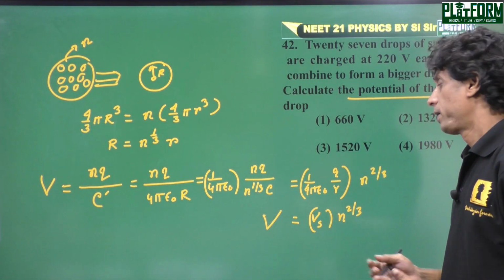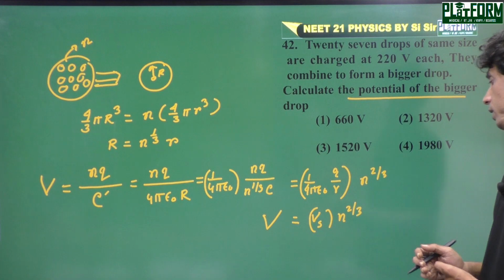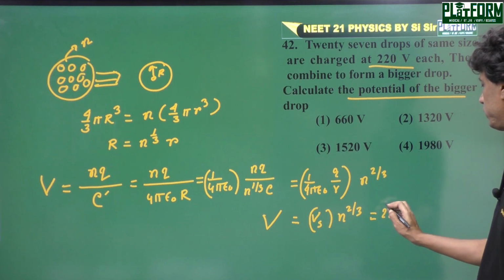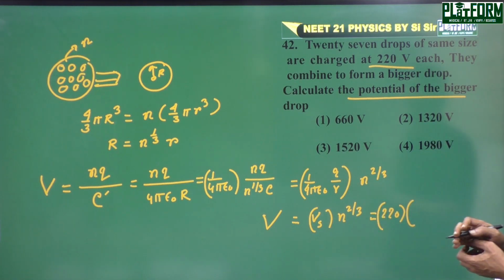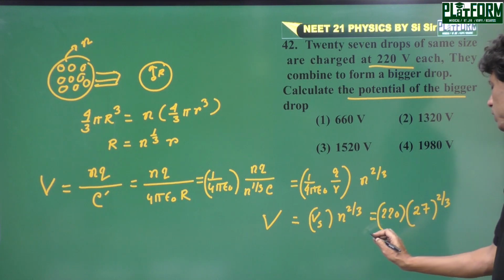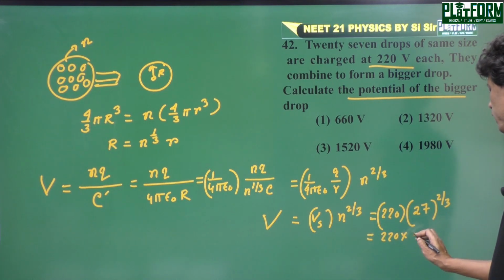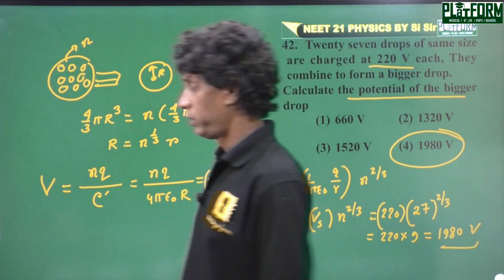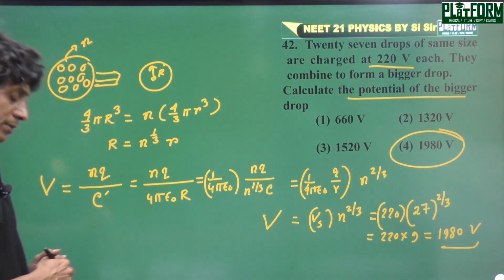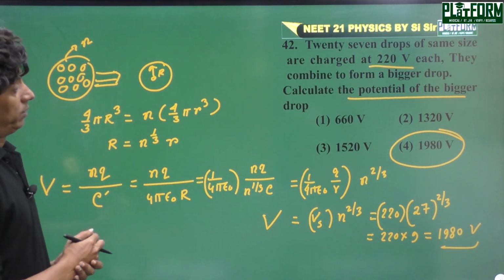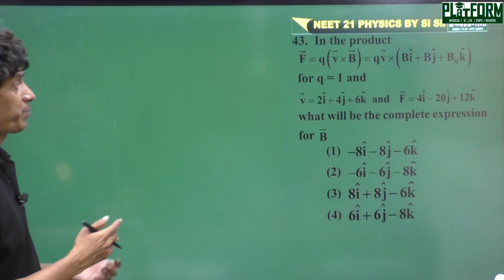Okay, after combination, let us calculate the value. 220, and number of drops 27, 27 to the power 2/3, and it is 220 into 9, and 1980 volt, and the correct option here is 4. So this is also a problem taken from the condenser in section B. Next problem.